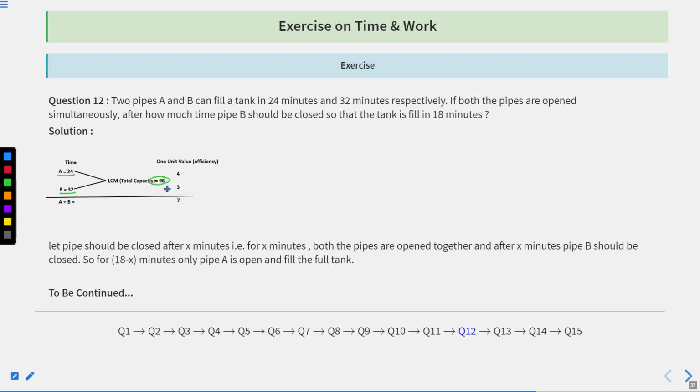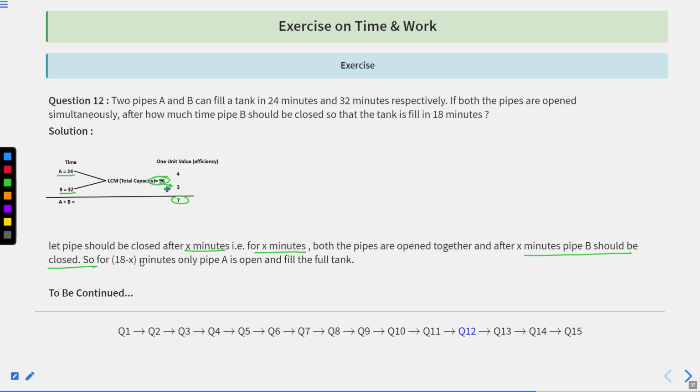So the efficiency of A will be 96 upon 24, that is 4. And efficiency of B is 96 upon 32, that is 3. So the total efficiency of A and B together is 7. So let pipe B be closed after X minutes. That is, for X minutes, both pipes are opened together and after X minutes, pipe B should be closed. So this is given in the question.